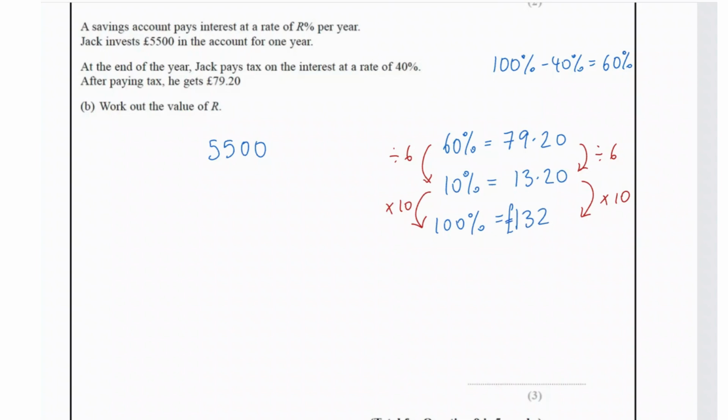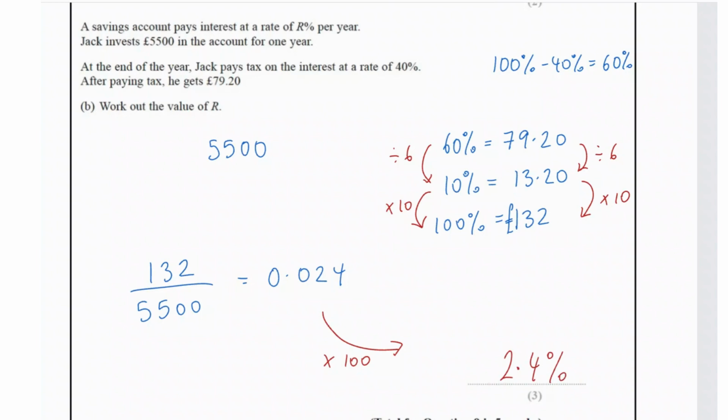Well, what was the percentage rate of interest? Well, if we do 132 divided by what he originally invested, we get 0.024. Timesing that by 100 gives us the interest rate. So he got 2.4% interest on his money to end up after tax getting £79.20.